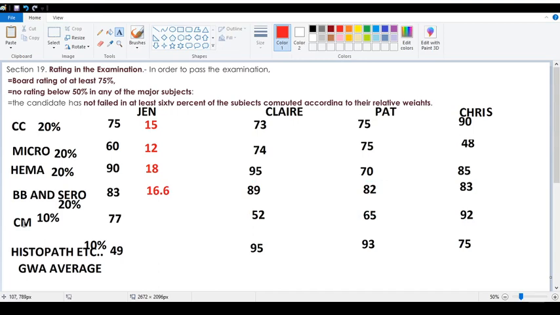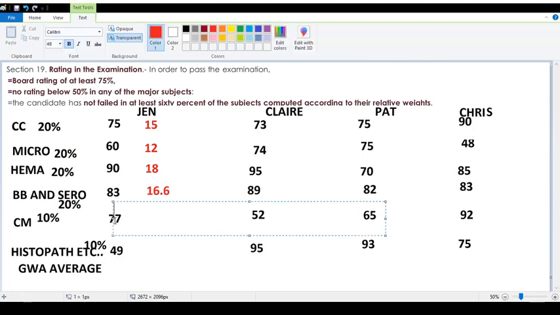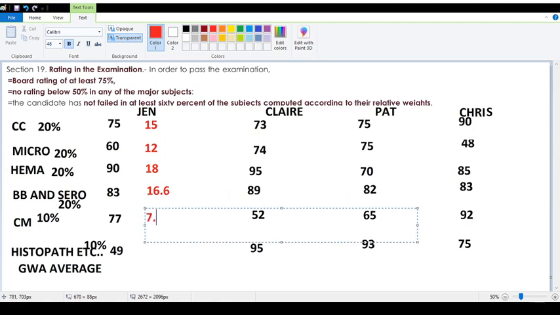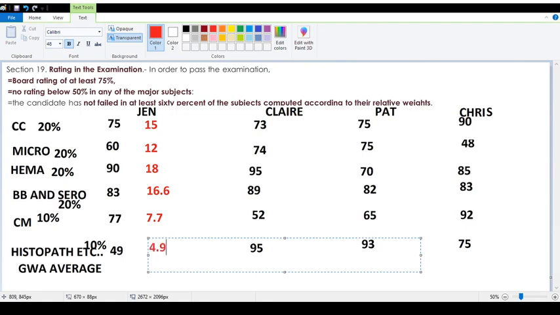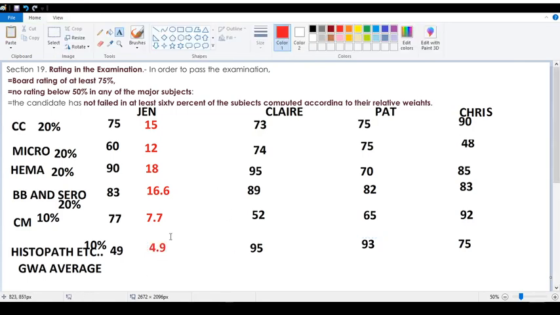So, this one, guys, take note, for clinical microscopy, you only get the 10% of the total score. Even for histopath, only the 10%. So, maglagay ka lang ng period sa gitna. 10% of 77 is 7.7, right? And then 10% of 49, that is 4.9. So, we compute. Okay, 9 plus 7, that is 16 plus 6, it is 22.